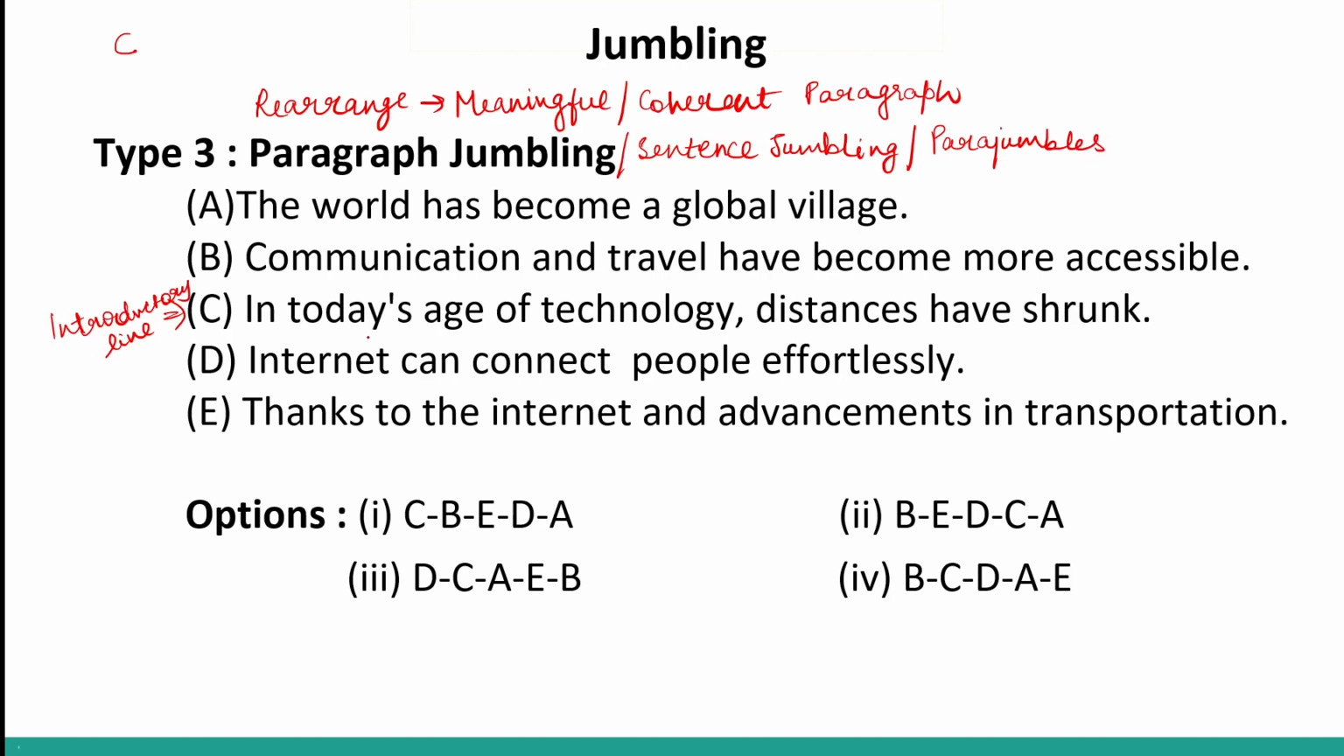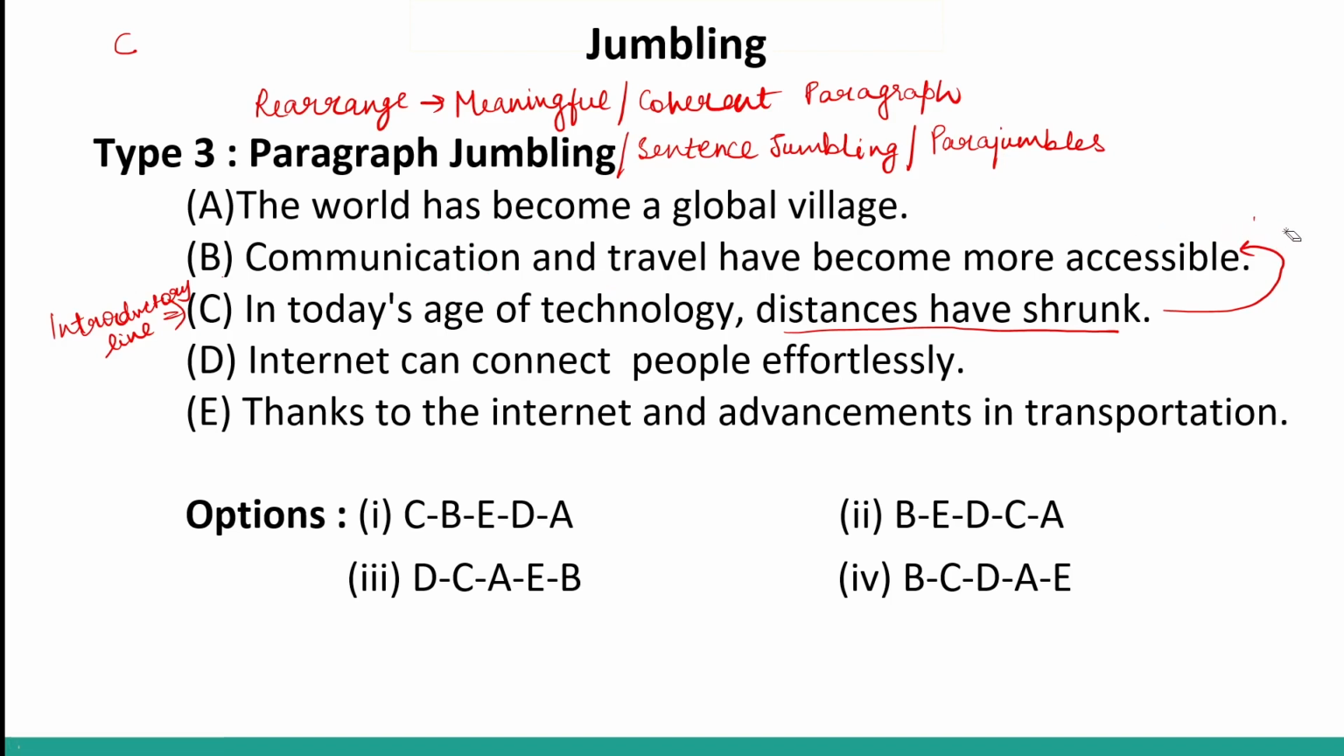Okay. In this line, we talk about how in today's age of technology, distances have shrunk. Correct? Communication and travel have become more accessible. So if you look at sentence B, over here in C we were talking about how distances have shrunk, and how the distances have shrunk is explained in B. In B, we have explained that communication and travel have become more accessible. So, distances have shrunk. Why? Because communication and travel have become more accessible. Correct? So, B is an explanatory statement for C.